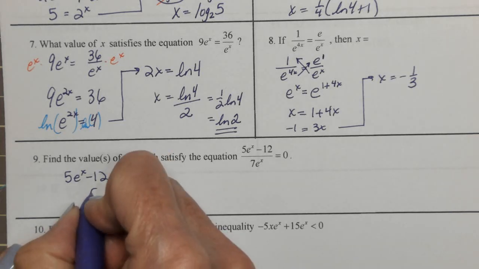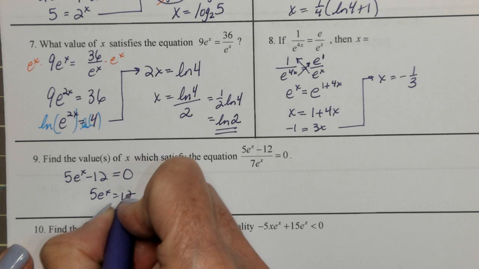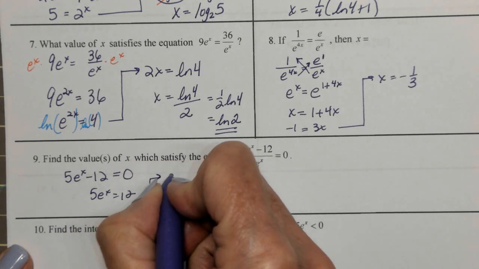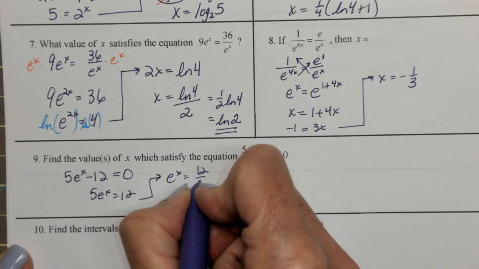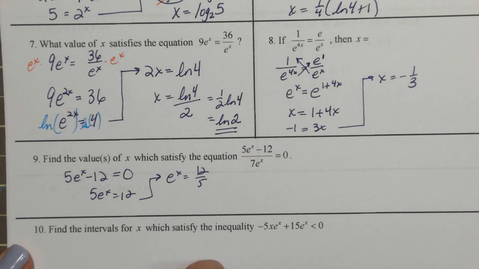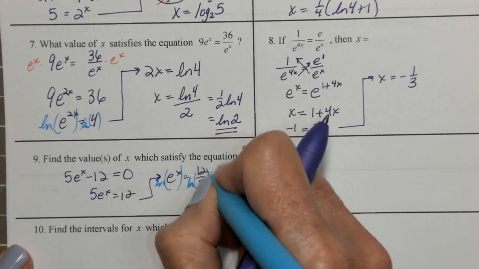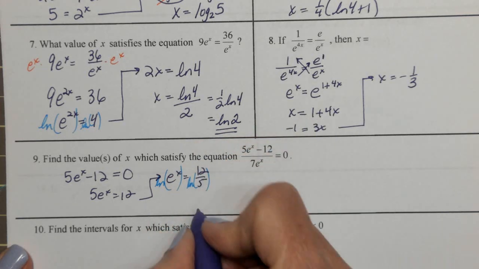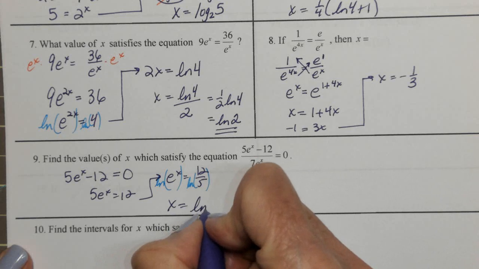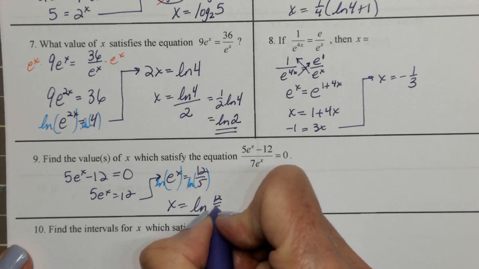Okay, so I get 5e to the x is 12, and then e to the x is 12 over 5. And now I'm going to ln both sides. Ln both sides to get the x by itself. Now x is equal to ln of 12 over 5.